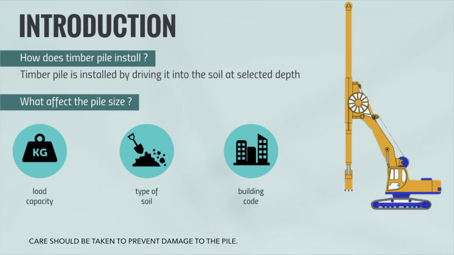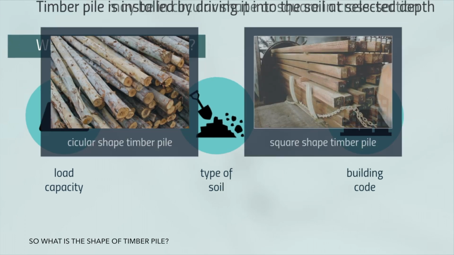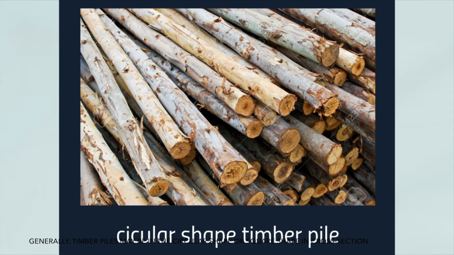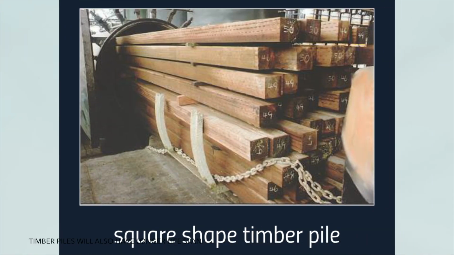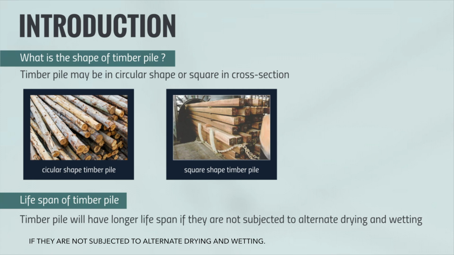Care should be taken to prevent damage to the pile. The size of the pile is determined by the load capacity, type of soil encountered, and the building code. So what is the shape of timber pile? Generally, timber piles are made in circular or square shape in cross-section. Timber piles will also have a longer lifespan if they are not subjected to alternate drying and wetting.